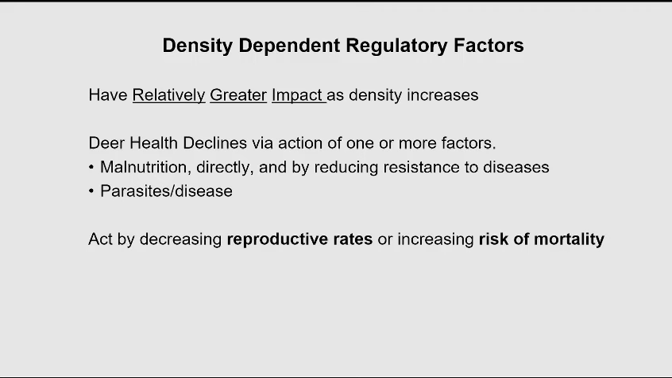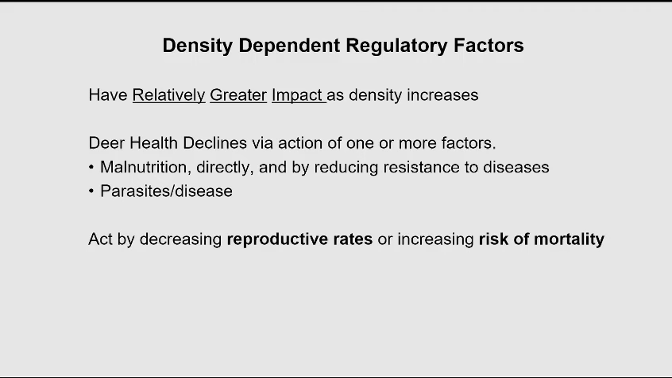Deer health tends to decline via the action of one or more factors. And I've already talked about malnutrition being a consideration. That's a direct impact on health. An unhealthy deer that is not getting enough food cannot do its life stage jobs, what it's supposed to be doing at a given stage in its life.